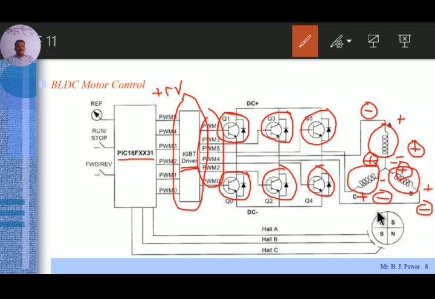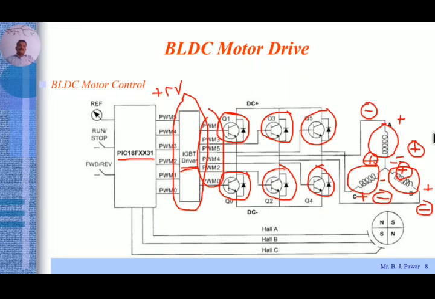While by these Hall sensors, the controller can easily identify where the position of the rotor is at any instant, and accordingly which PWM it should make logic high initially, correct? So this is the simple driver circuit I tried to show.